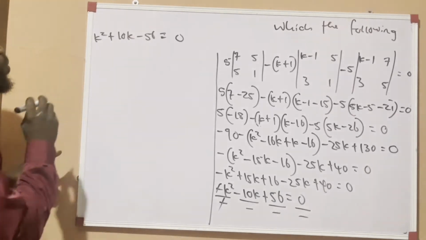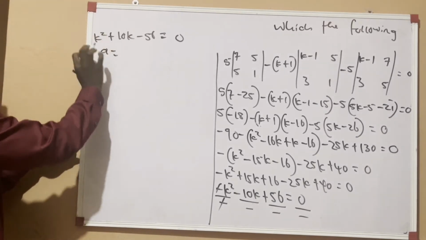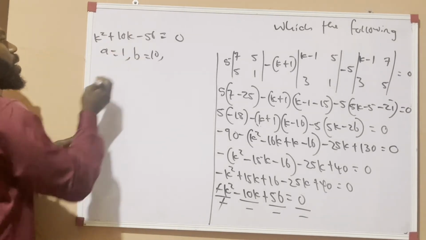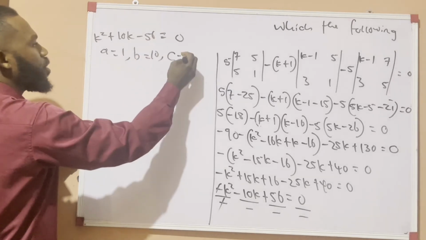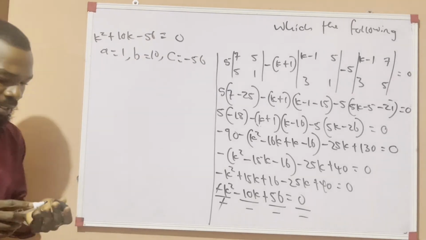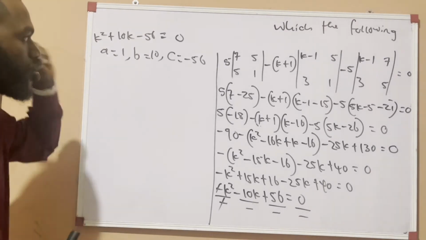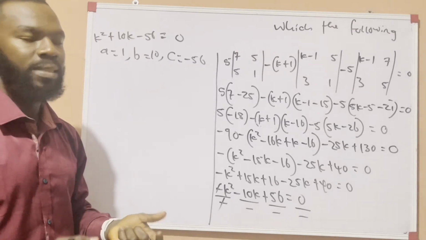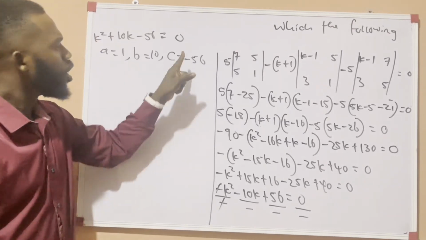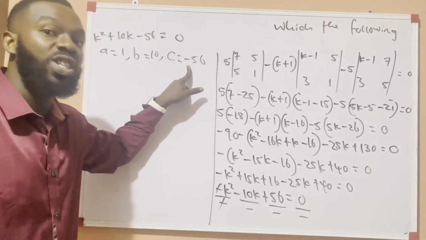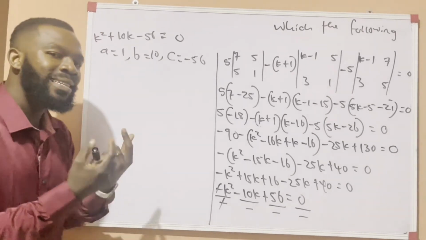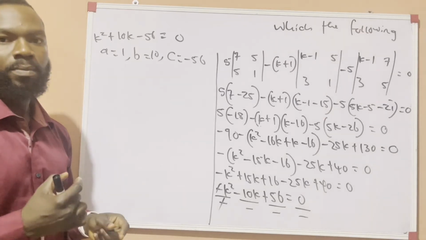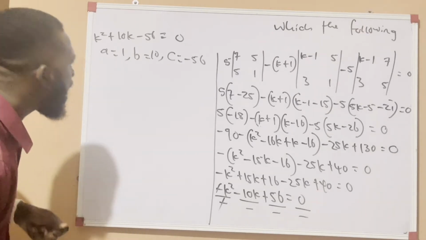Now here you would see that our a here is 1, and our b here is 10, and our c is minus 56. So it means, what are we going to do? Now, we are going to think of two numbers that when you multiply, you will get minus 56, which is the C. And then when you add these two numbers together, you will get 10, which is B.